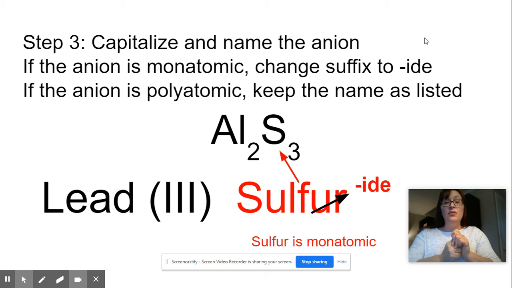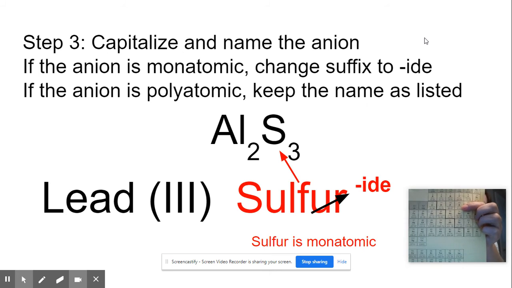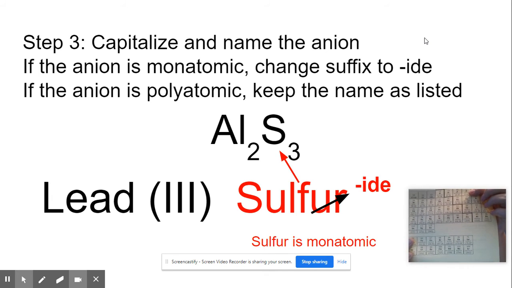So step 3, we're going to capitalize and name the anion. So my anion here is an S, and if I look on my periodic table, S is a nonmetal, and it is over here in group 16. It is sulfur. So I write the name sulfur.